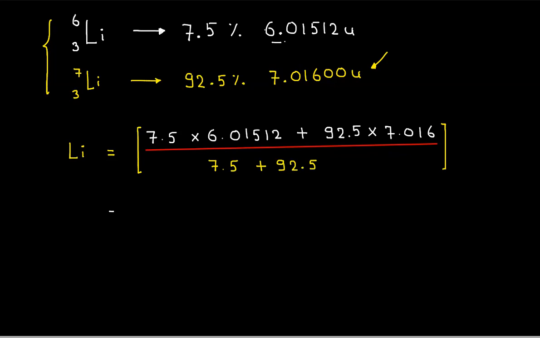Okay, this will be equal to 6.941 units. Got it? Yes, sir. All right. So this is about the mass of the atom, and which is also the mass of the nucleus as well, because electrons mass we are ignoring.